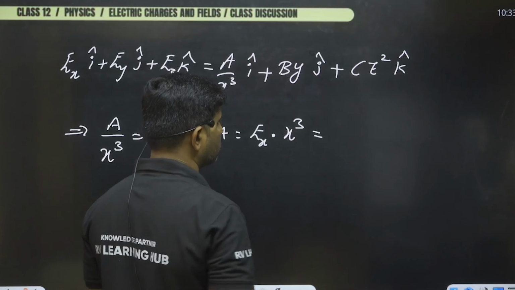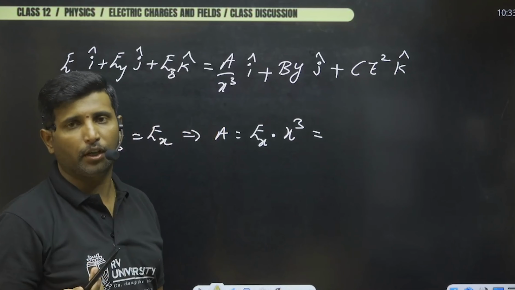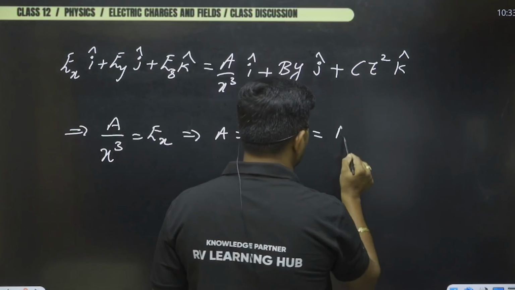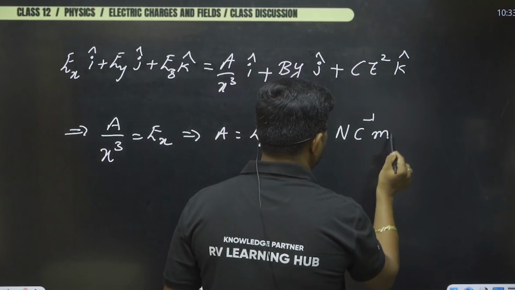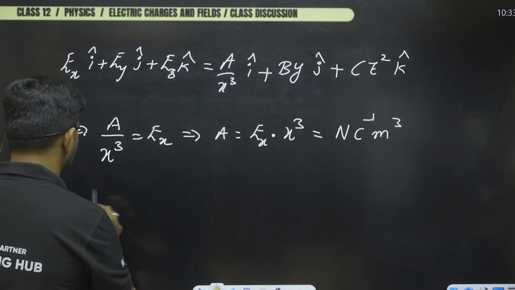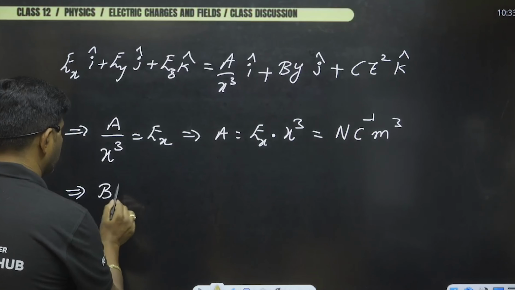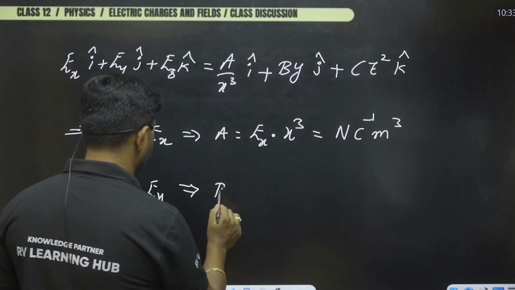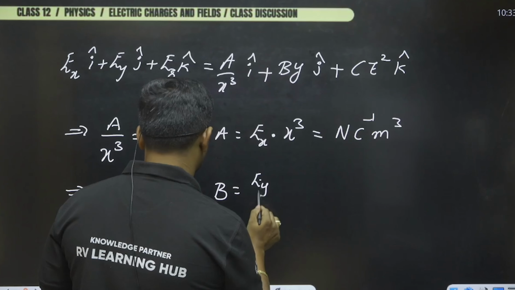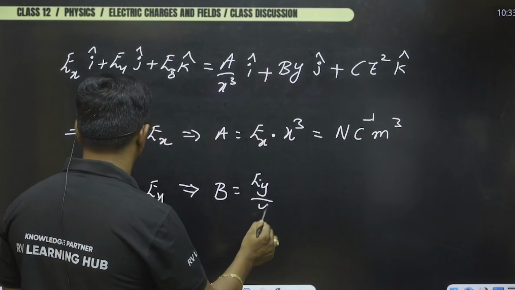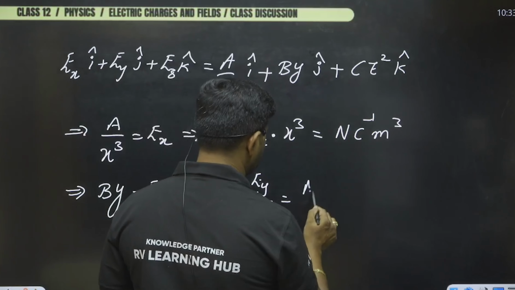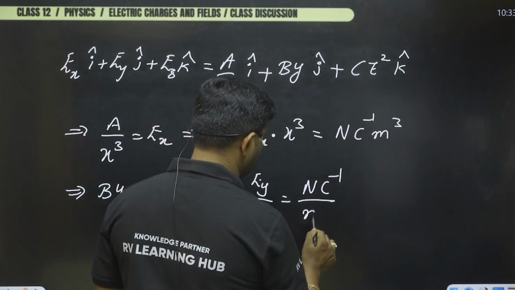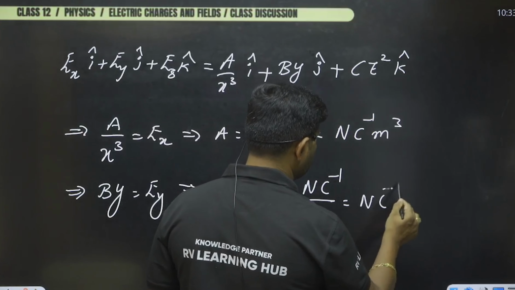cube. So what is this Ex? Nothing but electric field only. Therefore we can say that the unit is Newton per coulomb into meter cube. And similarly, what is b y? b y is equal to Ey here. Therefore b becomes equal to Ey divided by y. We can say that is Newton per coulomb per meter.